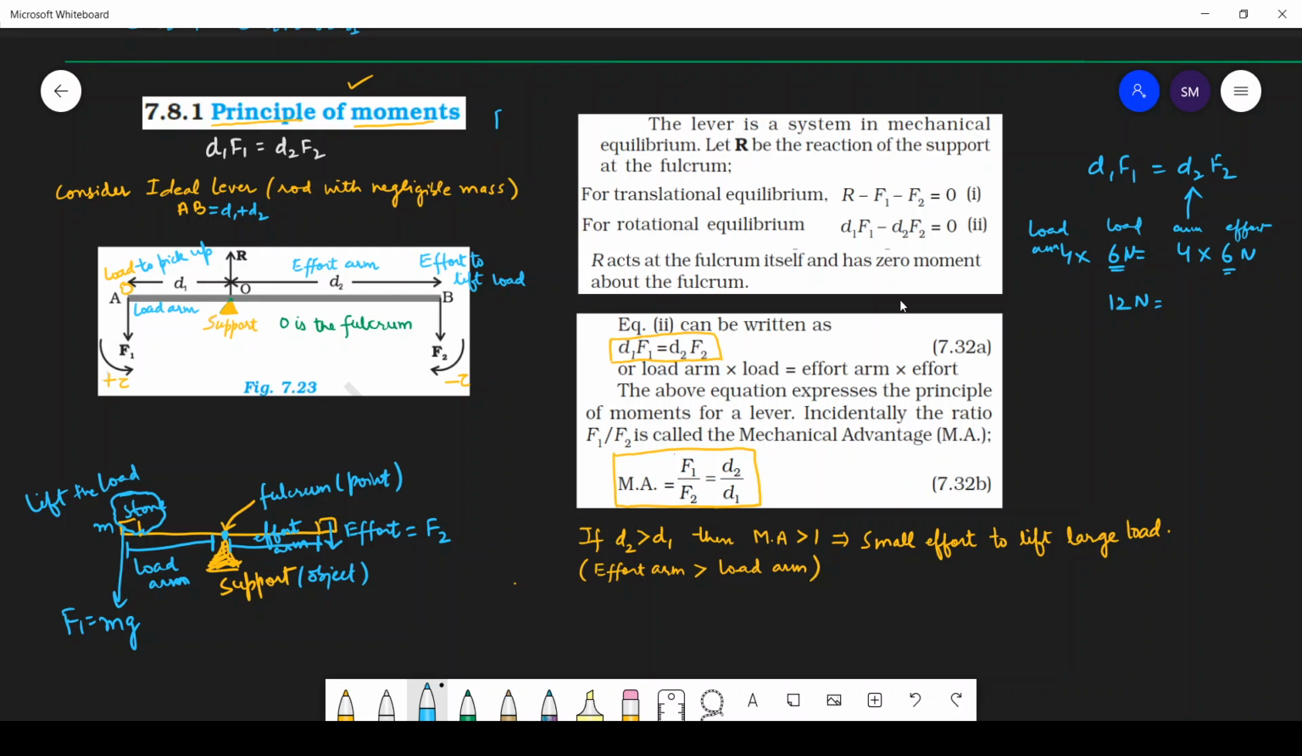You want to pick 12 Newton. So what do you need to do? You need to change the position of the support. So make the load arm equal to 2. This will make the total 8. So this will become 6 into, you are applying the same effort, so this is 24 Newton and this is 36 Newton. So obviously this is greater, so it will be picked up. Have you understood this simple concept?